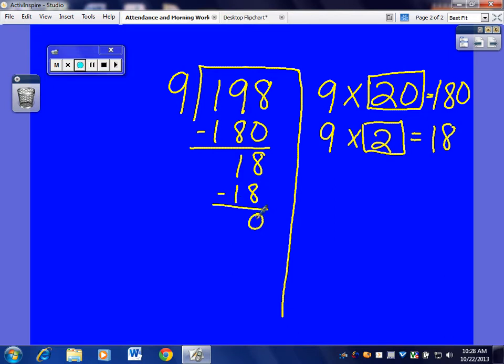0. So now we know, because of this 0, we have nothing left to divide, so we're done. What's our next step? Add 20 plus 2. Good. We're adding our numbers in the boxes. So 20 plus 2, what are we going to get? 22. What is our quotient? Our quotient is 22. Very good. You forgot the remainder. There isn't a remainder. It's 0.